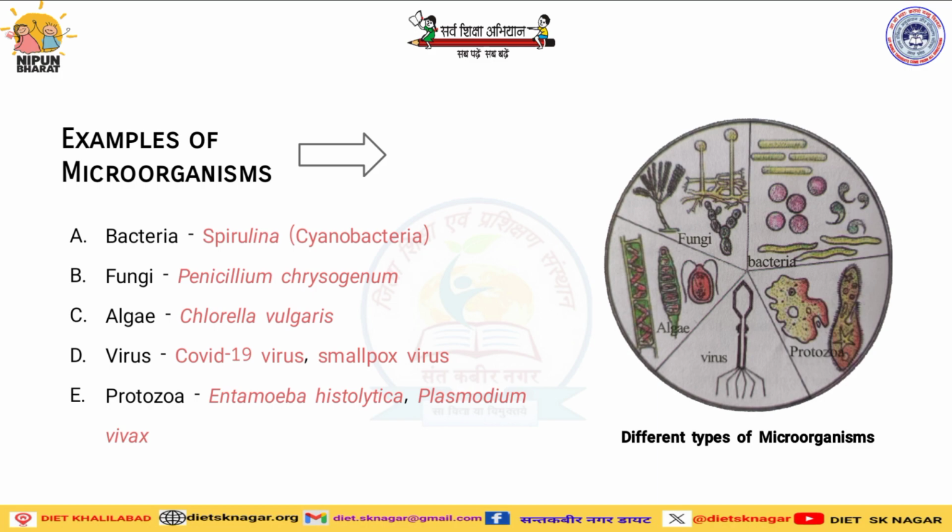Entamoeba histolytica is an endoparasite and cause infection in our intestine which cause amoebic dysentery. Plasmodium vivax is a protozoan. It is most frequent and widely distributed cause of malaria. So now students, moving to the next slide.